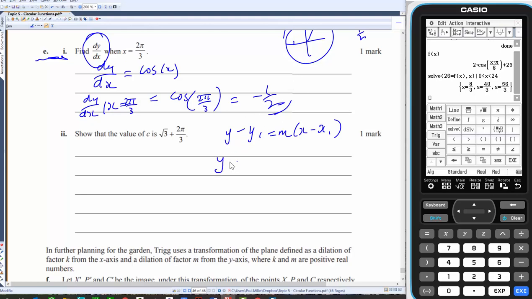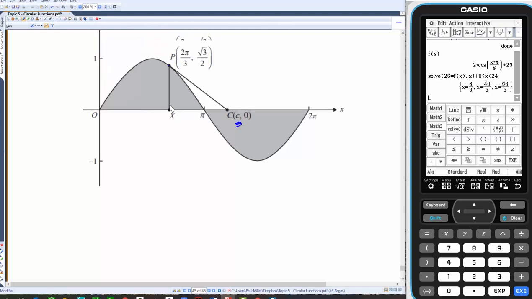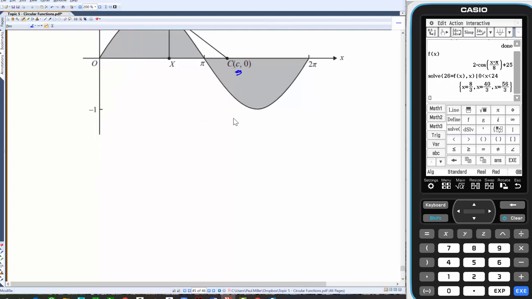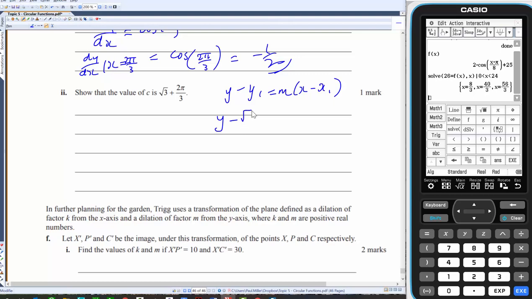So what I'm going to do is note that this is going to be y take. Now our y value at that point is root 3 on 2. Negative a half is our m. X take, I think it's 2 pi on 3 is our x value. All right, so what we're going to do is now make x the subject of this, okay? So what we're going to say is the x-intercept occurs when y equals 0, because that's really what I'm after, the x-intercept of this linear function.